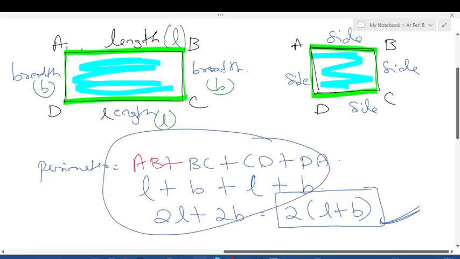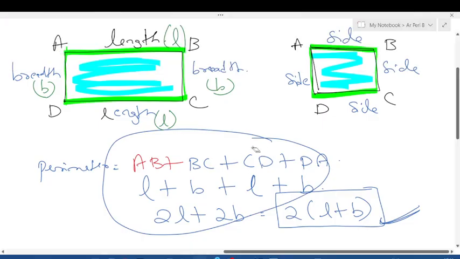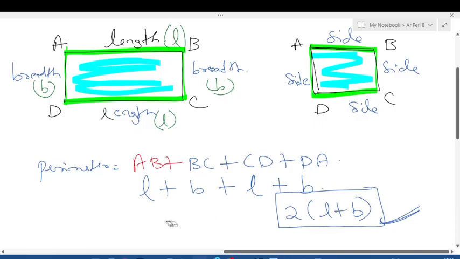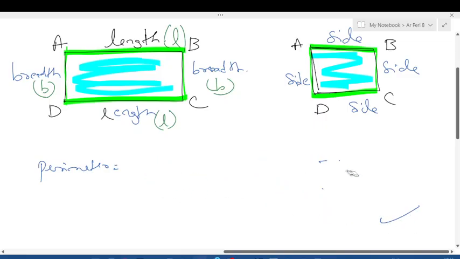You don't have to write down the concept. Only the formula is important. But remember the concept. Why do you get 2 into L plus B? What's the reason? Is this clear, all of you? Did you understand the meaning of 2 into L plus B? Just because you have to add twice length and twice breadth, that is why we call it 2 into L plus B. That is perimeter. So the formula is 2 into L plus B.